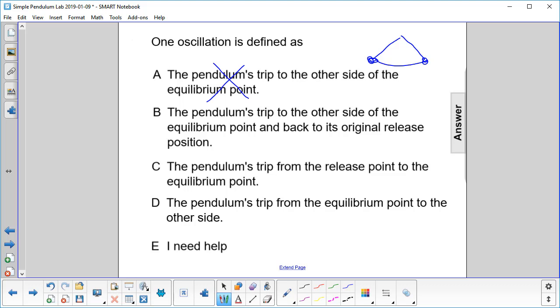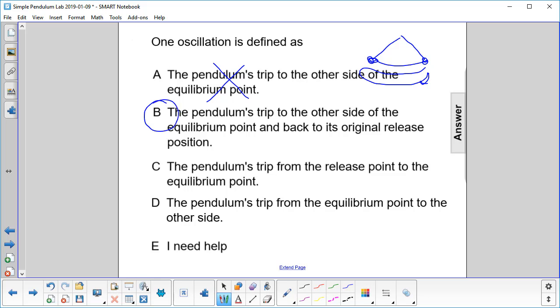The pendulum's trip to the other side of the equilibrium point and back to its original release point. So now we're going like this and coming back all the way to where we started, and then you're about to move in that direction again, your original direction. So that's the answer. Well, let's check the others out anyway.